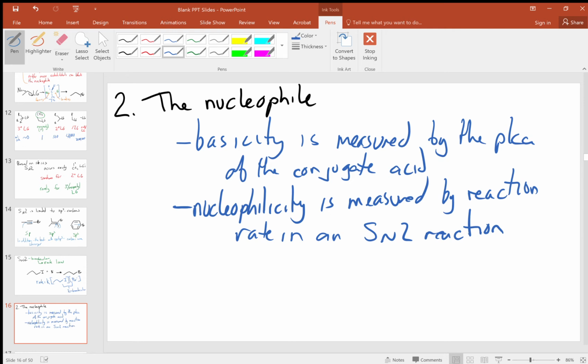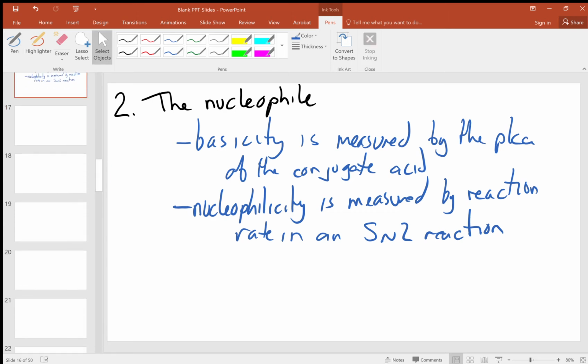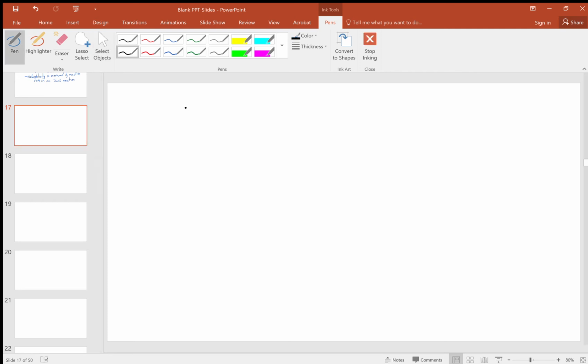So in other words, what someone did was they took a fairly simple electrophile, something like methyl iodide, and they reacted a whole bunch of nucleophiles with it and measured the rates. And then they used that to come up with a scale. So again, as we've said, basicity and nucleophilicity are not the same. And here's a way that we can see that. Let's look at the following example. So here's hydroxide and iodide.